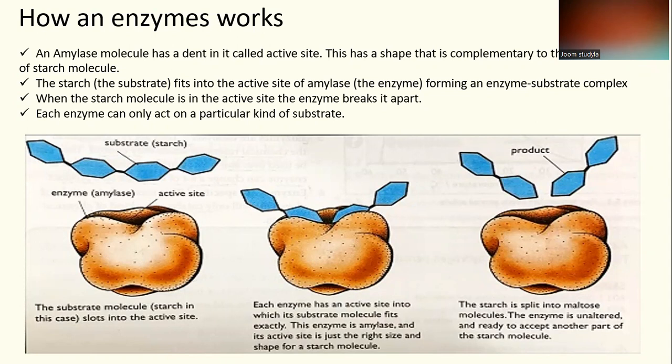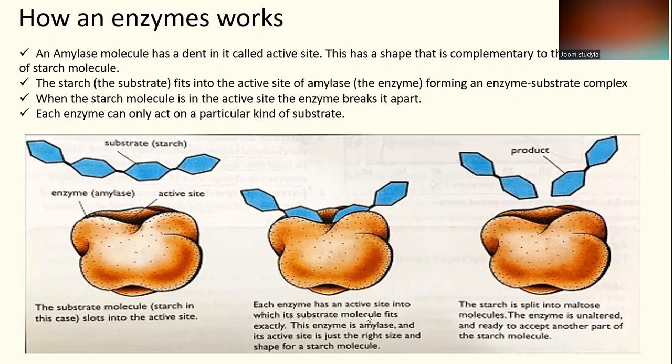And each enzyme can only act on a particular kind of substance. If you look at the diagram below, this is the substrate, starch. And the brown shape that you see is actually the enzyme amylase, and the darker side is the active site. So the substrate molecule, starch in this case, slots into the active site. In the second diagram, the substrate starch is slotted in the active site.